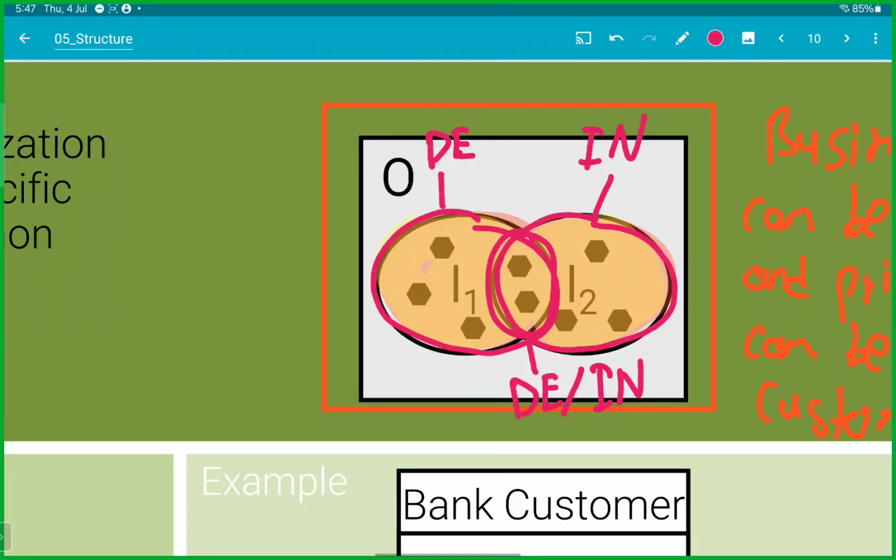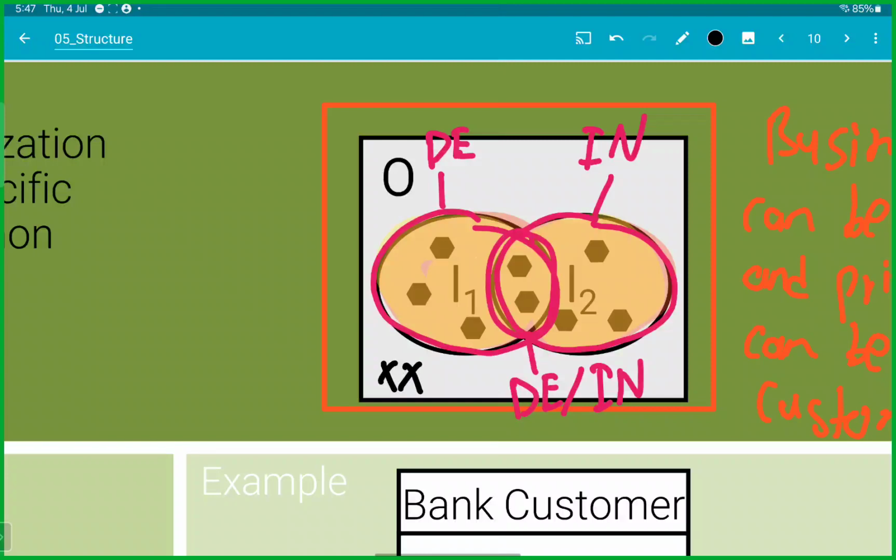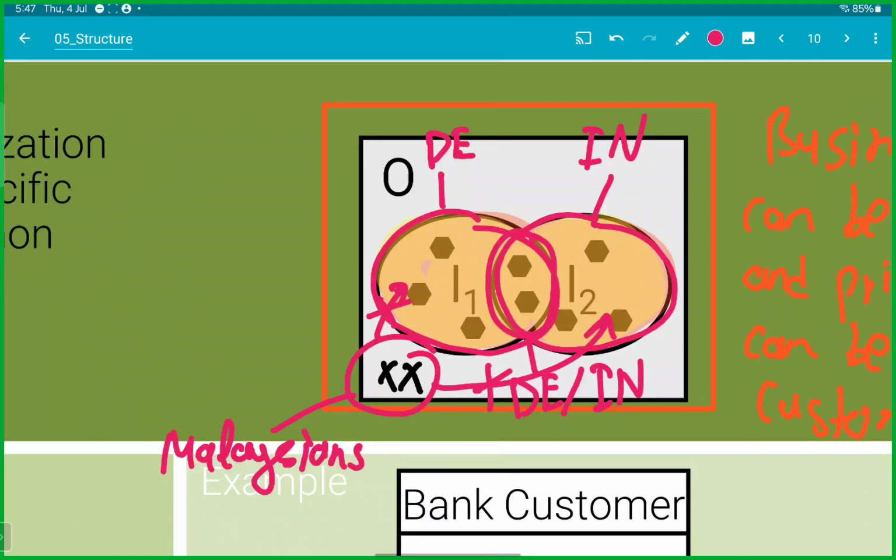How do I make this into incomplete? I want it to stay overlapping and incomplete. Overlapping and incomplete would mean that I introduce another member on the outside, and I call these members, for example, Malaysians. They do not belong to the German subclass, and neither do they belong to the Indian subclass. Therefore, they are on the outside of the spectrum that we have. So this is now considered overlapping and incomplete.